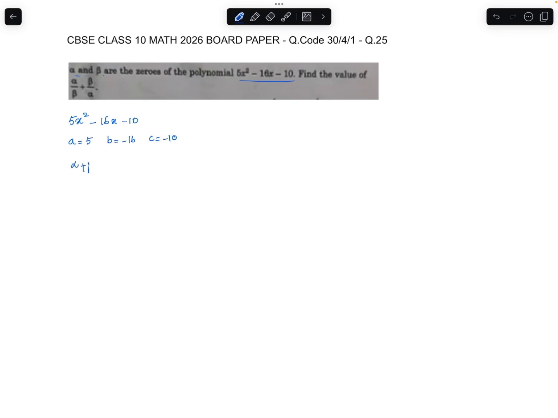Sum of the roots, that is alpha plus beta, is minus b upon a, which is minus of minus 16 upon 5. That is 16 upon 5. Alpha beta is c upon a, which is minus 10 upon 5. It is minus 2. The expression to be evaluated is alpha by beta plus beta by alpha.